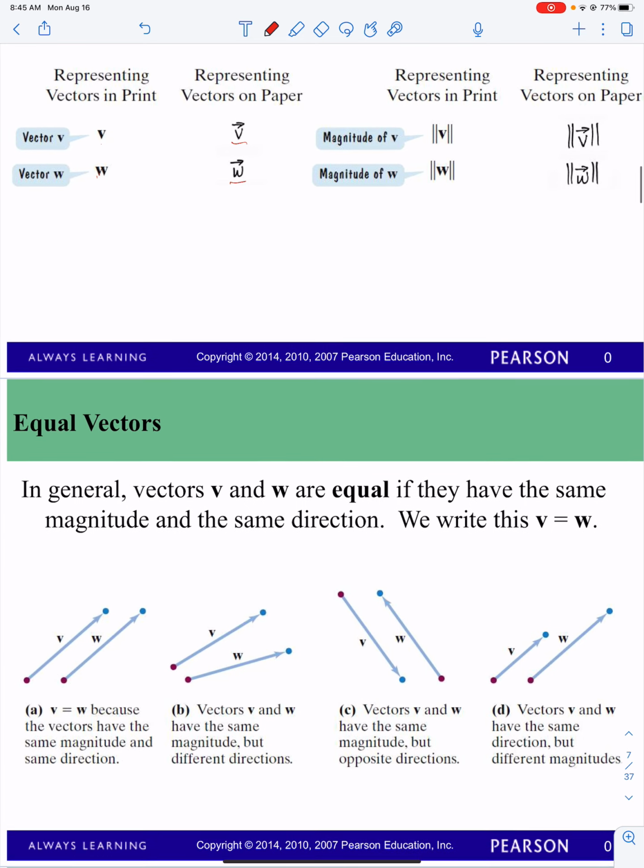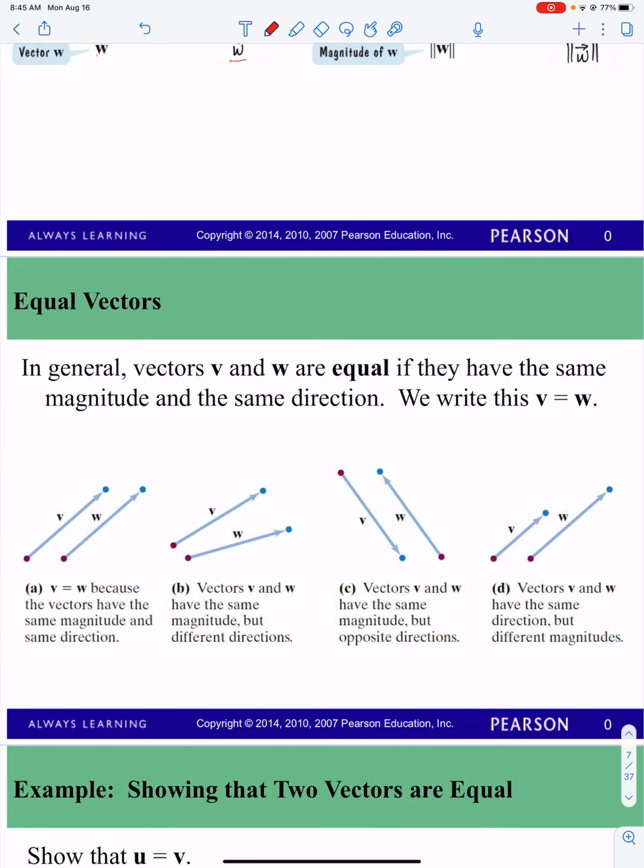The next thing that is very important: if two vectors are equal to each other, then they should have the same magnitude and the same direction. So the first one has the same magnitude and the same direction. This one has the same magnitude but a different, opposite direction, and this one does not have the same magnitude. But one thing you need to be careful about. Look at the first one. They are the same.